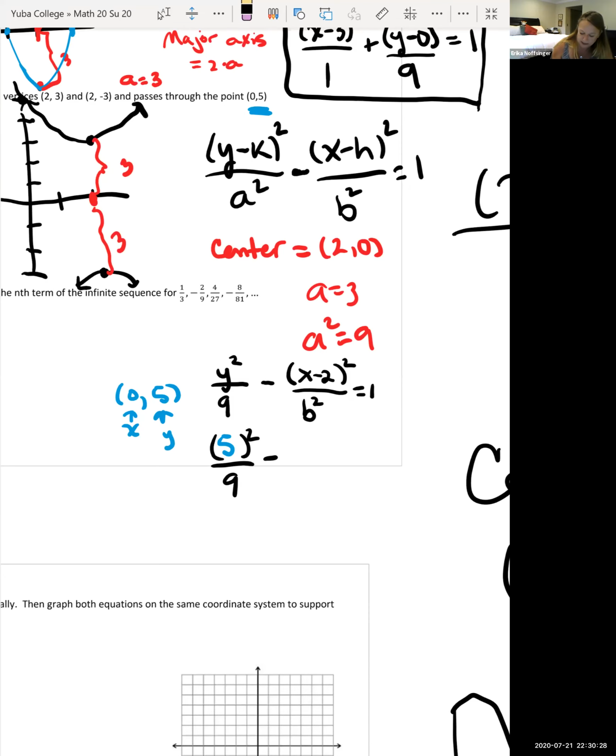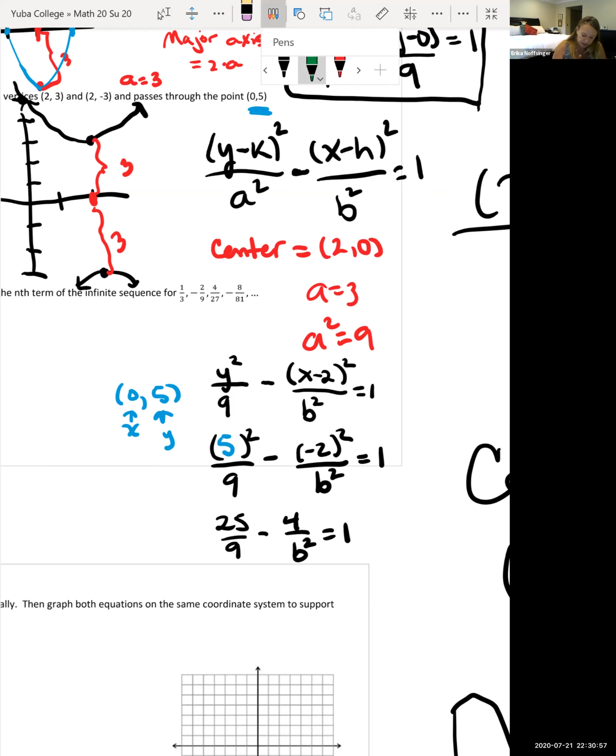Minus x, which is 0, minus 2 quantity squared all over b squared equals 1. So I have 25/9 minus negative 2 quantity squared, which is 4, over b squared equals 1. So let's look at this. This is an equation with variables, a rational equation. We can clear the fractions by multiplying by our LCD, so we can clear the fractions by multiplying by 9b squared.